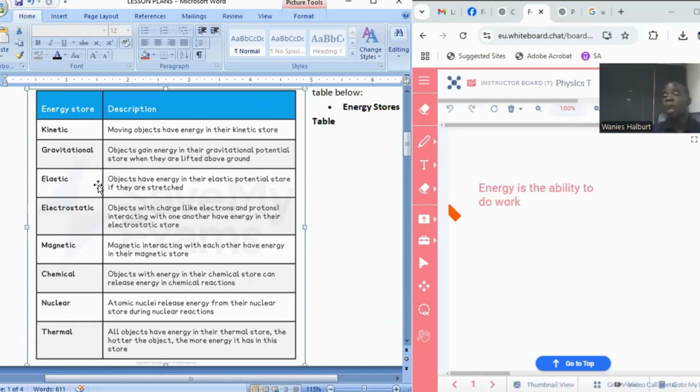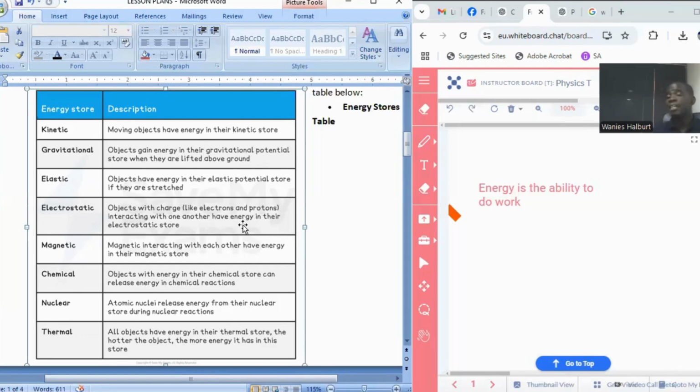Then we also have another one, the gravitational energy store. Now, the gravitational energy store is for objects to gain energy in their gravitational potential store when they are lifted above the ground. Gravitational energy is the energy an object possesses as a result of its height, its positioning. So the gravitational energy store is a store that houses that form of energy.